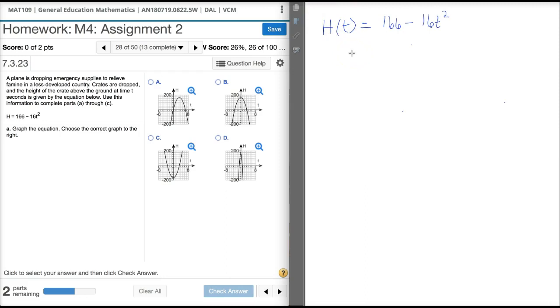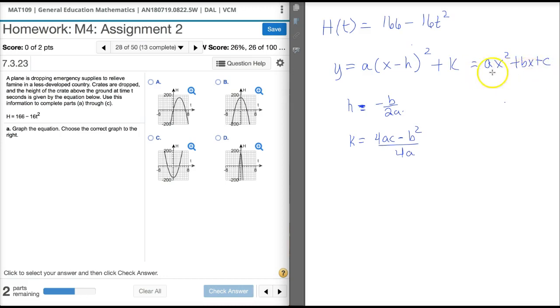All right, so if we put this equation here in vertex form, in general, vertex form looks like this, where h is going to be negative b over 2a, and k is going to be this formula here. And I'll explain where all the a, b's, and c's come from. So here, this is vertex form, and this is what we call the normal canonical form here.